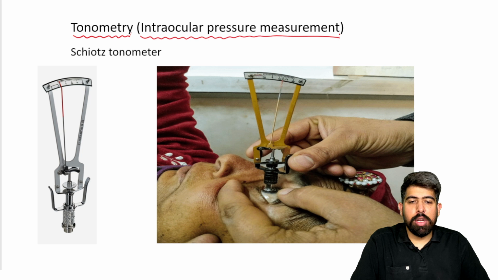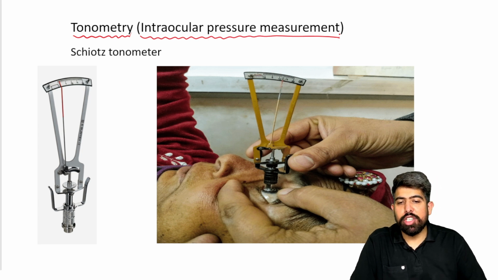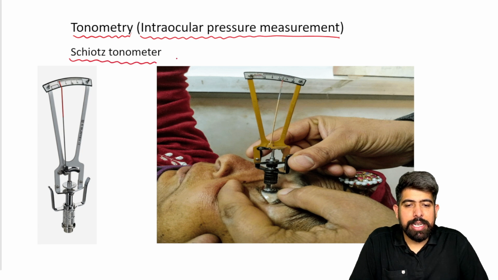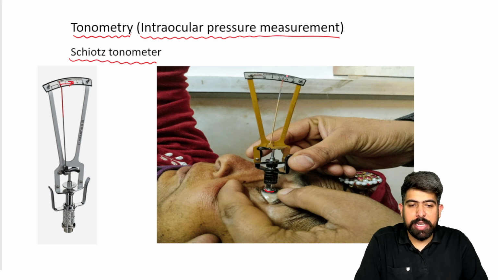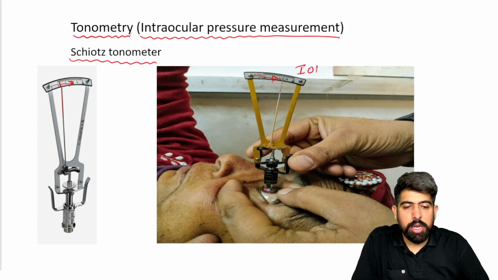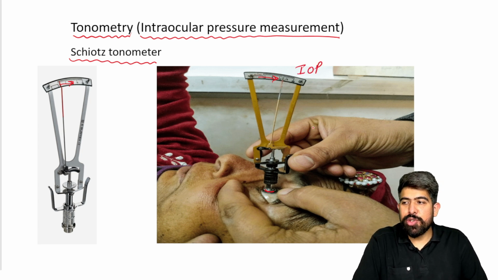So for measuring this intraocular pressure, we have various types of instruments known as tonometers. Out of these, I want to show you the Schiotz tonometer. Nowadays it is not used because it is not good to use: you can see it has to touch the cornea of the patient, and we have to apply pressure on it. This is the old type, and the dial will show you the measurement. So this is your Schiotz tonometer.